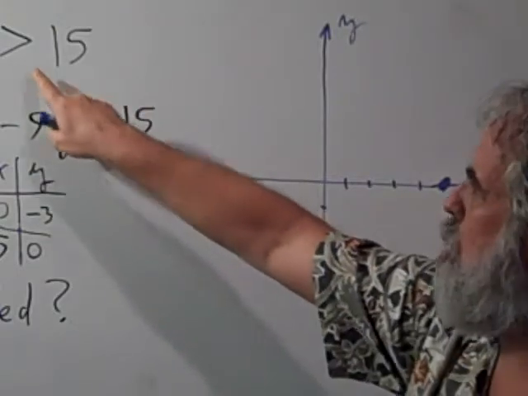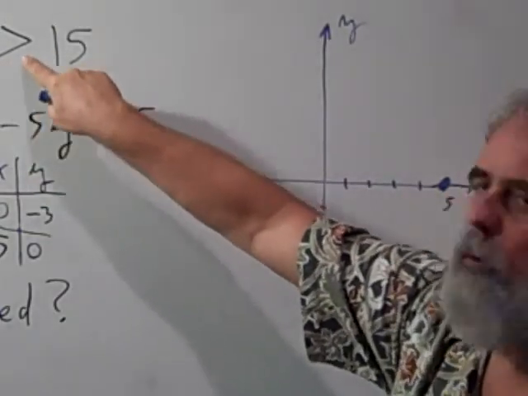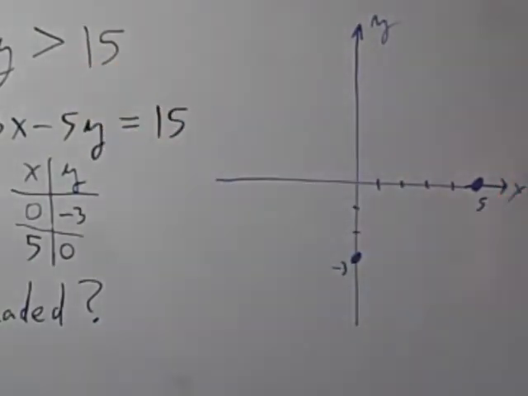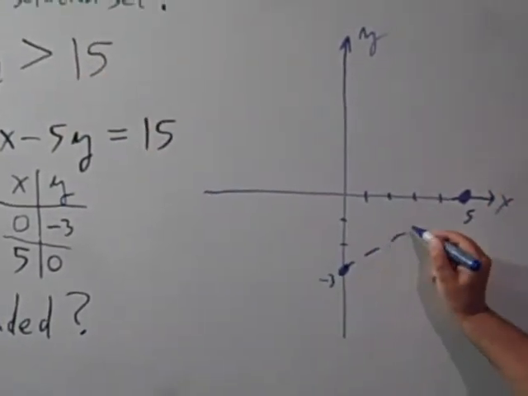This time it'll be a dashed line, not a solid line, because it doesn't include the line, or equals to, is not part of this. So a dashed line through these 2 points.